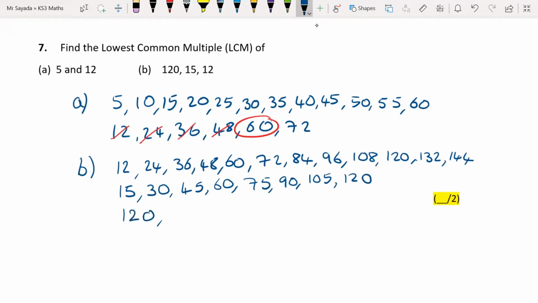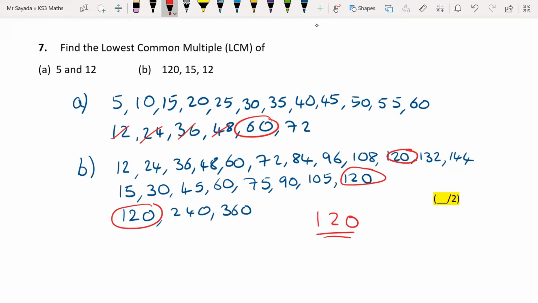So we have 120, 240, 360. But hopefully you can see that if you start with the 120 times tables, the first number in the 120 times tables is also in the 15s and the 12s. So the answer is 120. Pause the video to mark your work and press play once you're ready.